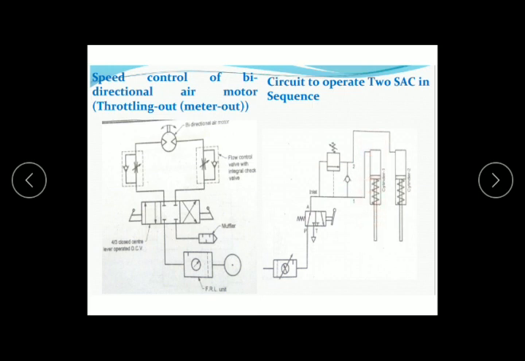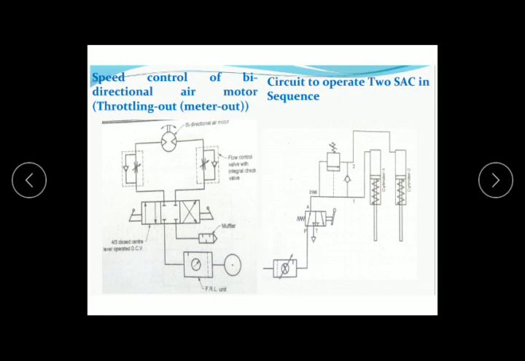After extension of cylinder 1, there will be a back pressure. That back pressure acts on the pilot of the sequence valve and opens it, and air passes through the sequence valve to cylinder 2. Hence, after extension of cylinder 1, the sequence valve will open, and it will continue the pressure up to the extension of cylinder 2. In this way, we get the sequential operation.